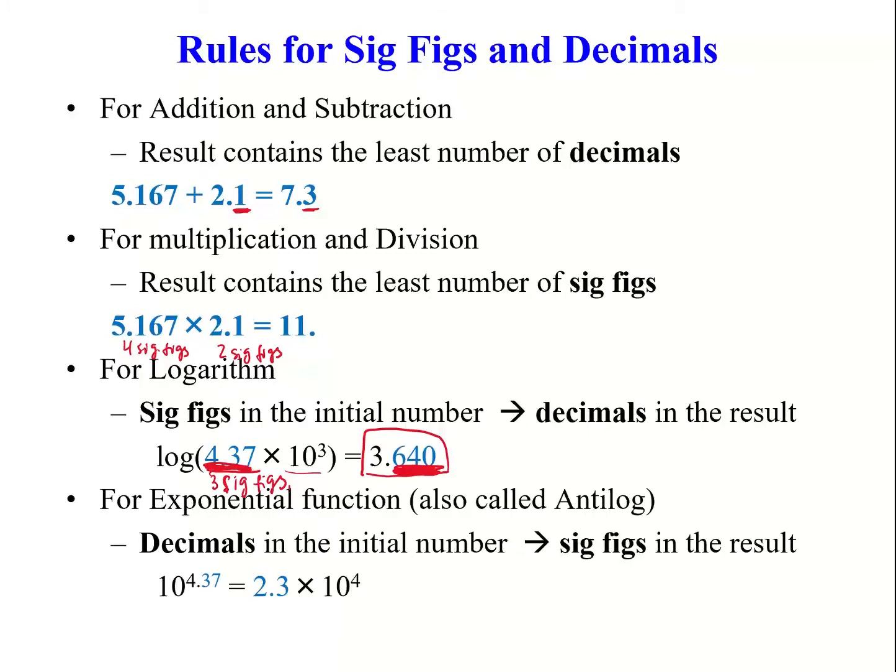For an exponential function or anti-logarithm, the number of decimals in the initial number, in the power basically, corresponds to the significant figures in the result. So 10 to the 4.37, my power contains 2 decimals. It means that my answer will have 2 significant figures. So 2.3 times 10 to the 4th.